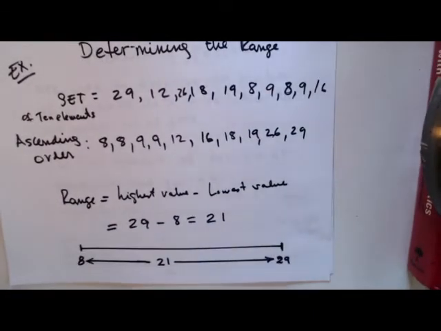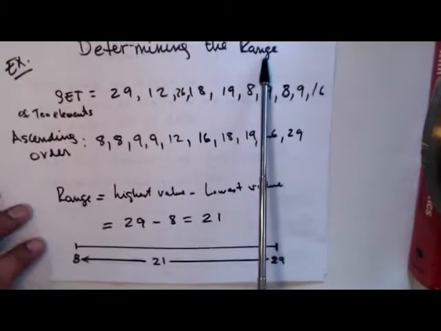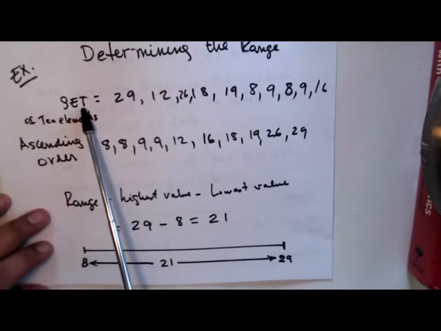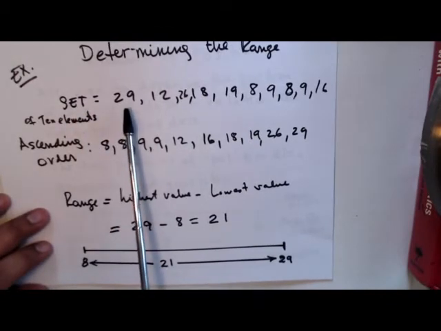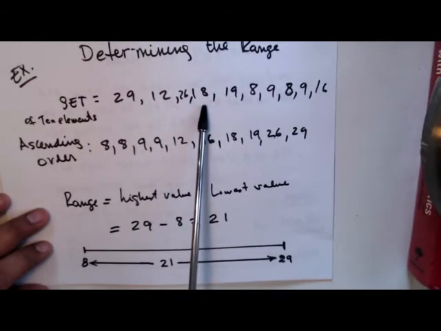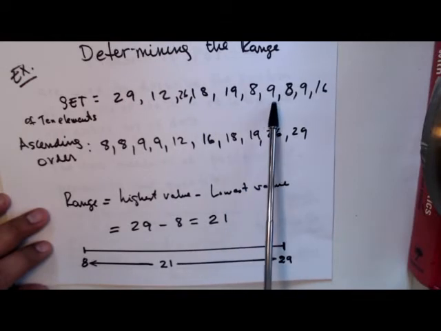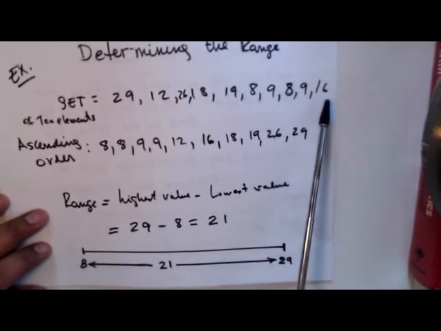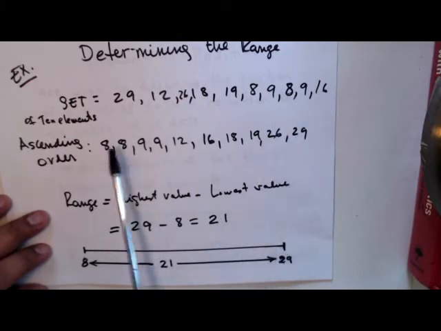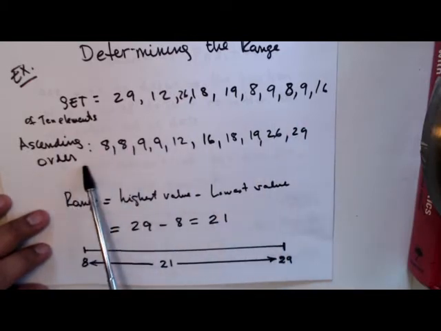So if we have an exercise to calculate the range of a given set, we have 29, 12, 26, 18, 19, 8, 9, 8, 9, 16. We arrange it in ascending order. That's a good practice to do.